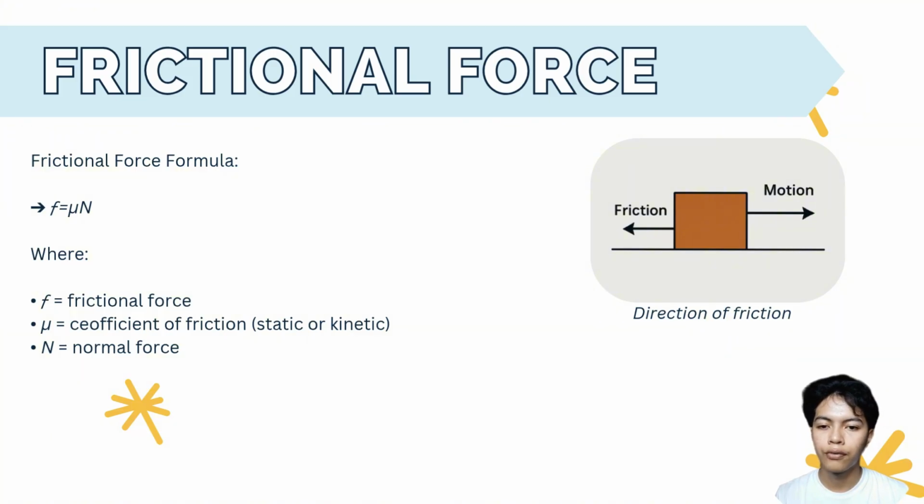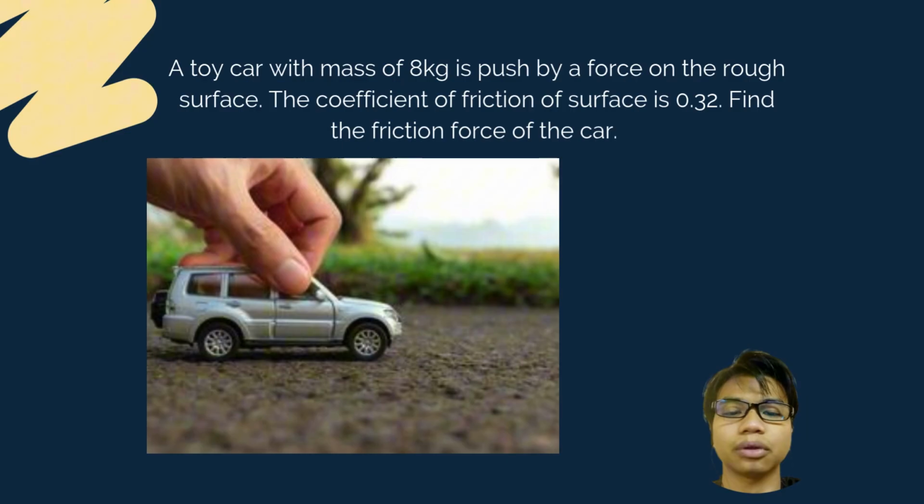Direction of friction. Friction always acts in the opposite direction to the motion or the direction the object is trying to move. For example, if you push a box to the right, friction pushes it to the left. This is crucial in understanding object behavior. Friction can help us, like in walking or driving, but it can also resist our efforts, like when trying to move heavy furniture. Now, let's move on to the question.